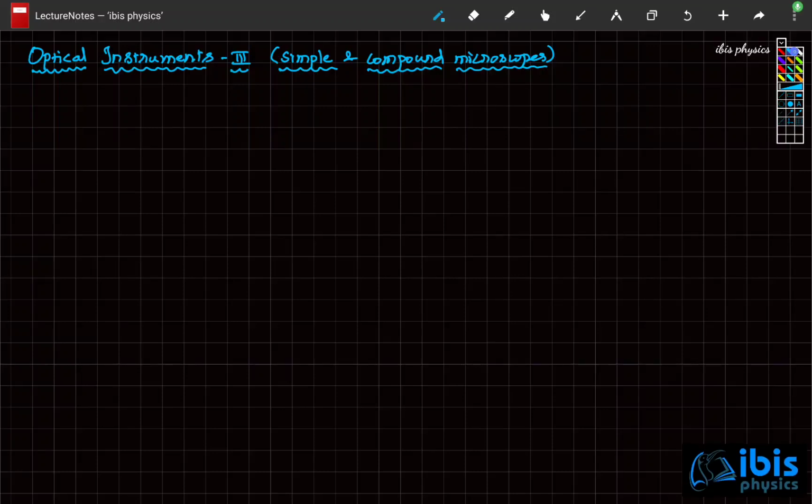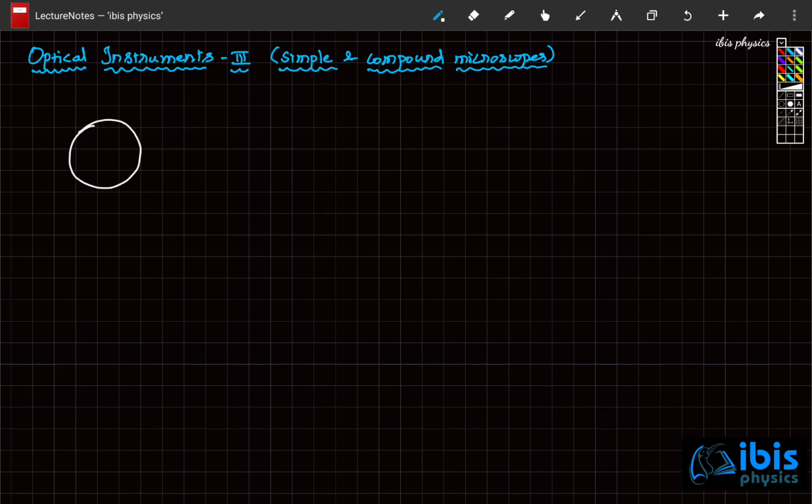One for the previous thing, and then we'll go for the compound microscope. Suppose this is the eye. In order to magnify an object, if we use only one lens, then that is called a simple microscope. So the distance between the eye and the lens is so small.